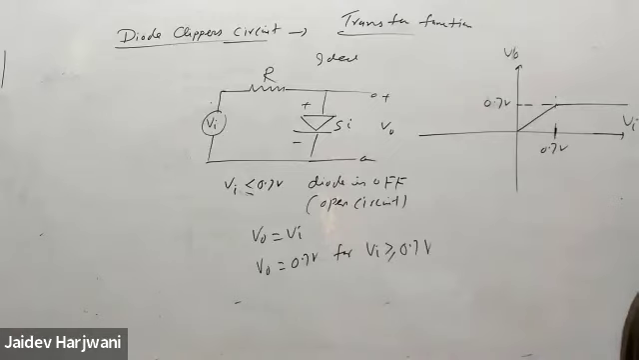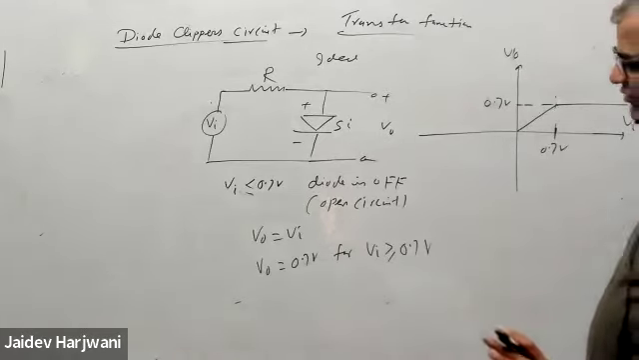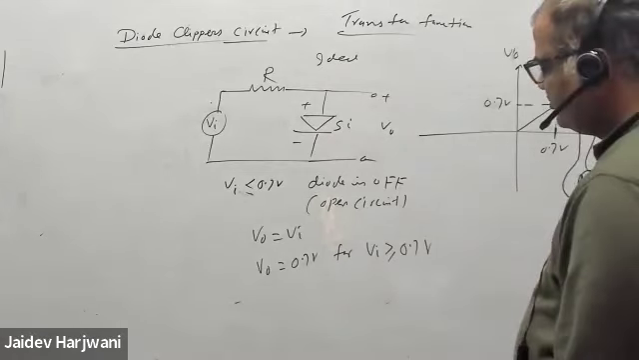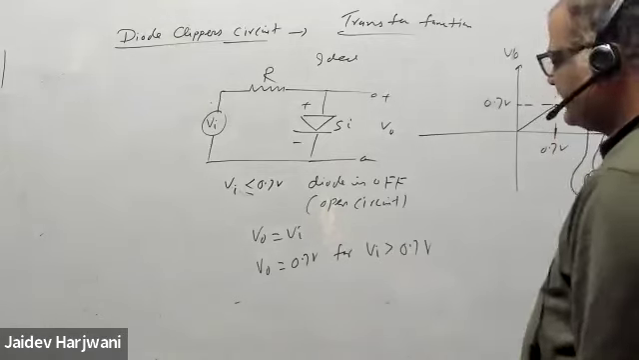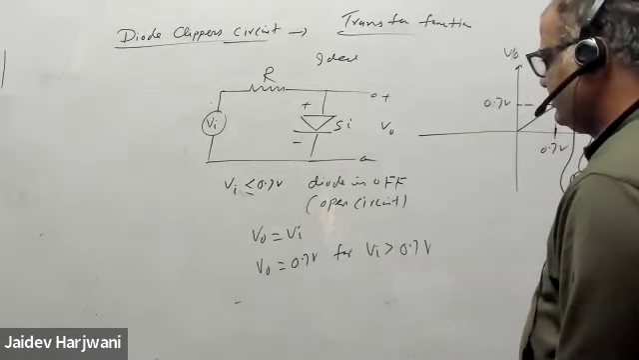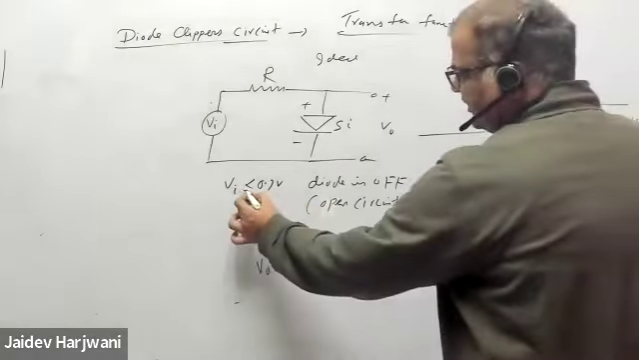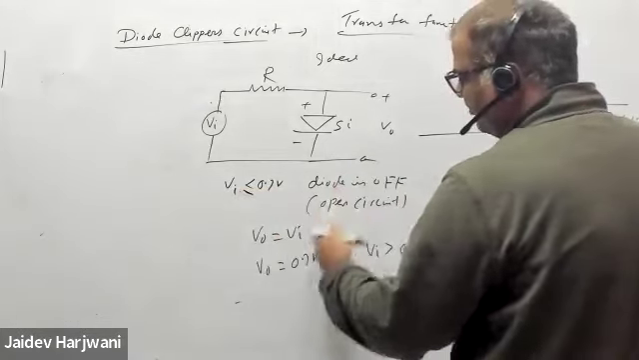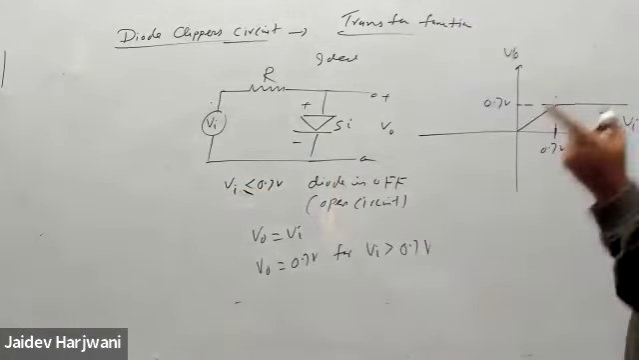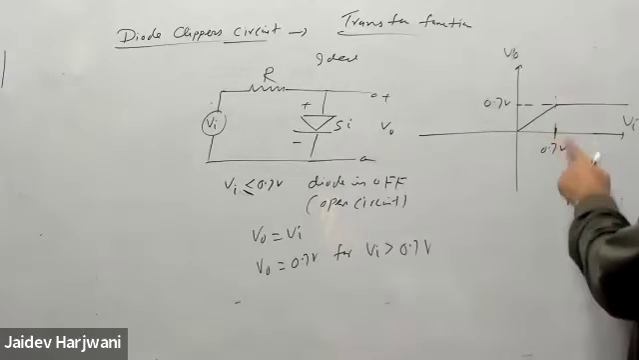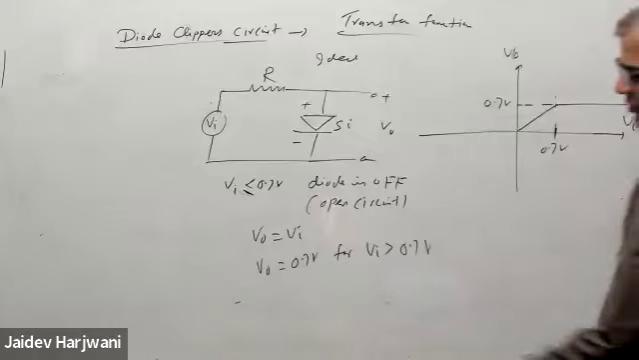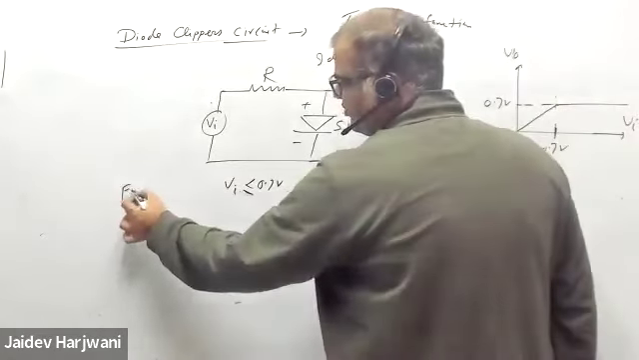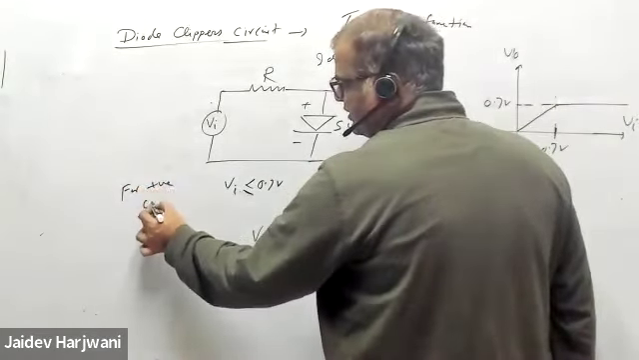Up to 0.7 it is off. And once it becomes greater, this becomes fixed. For V input less than or equal to 0.7, the diode is off. Once it becomes greater, this becomes fixed. Okay. What about the reverse side? This is for the positive cycle.